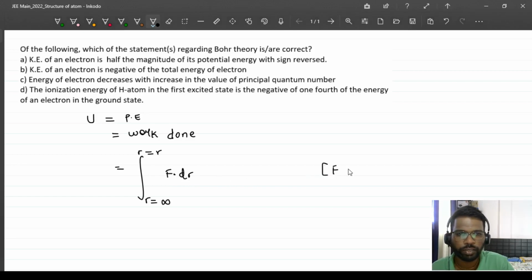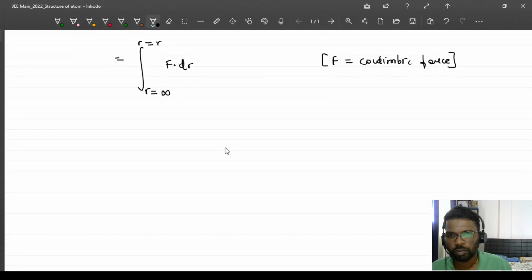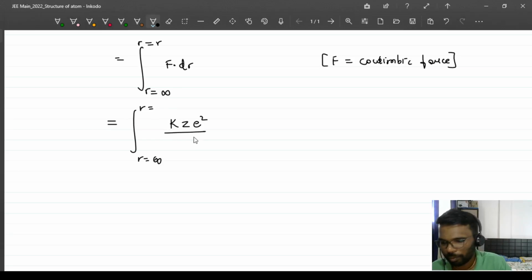Over here, the force is the Coulombic force. So for this force, going from r equal to infinity to r equal to r, I am substituting the force as k Z e square by r square. Now, how are we getting this equation?